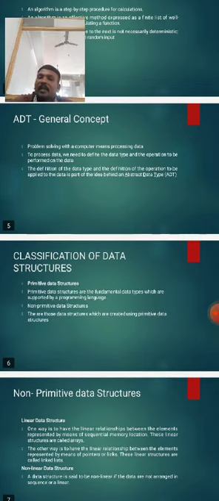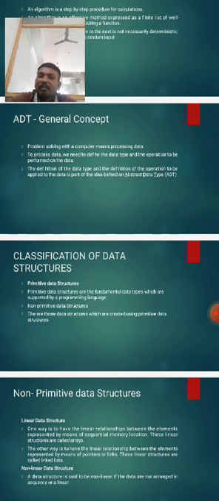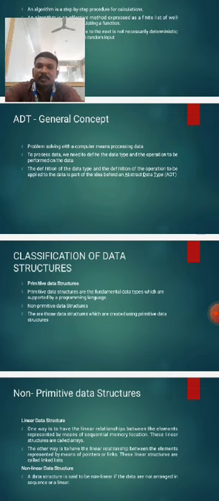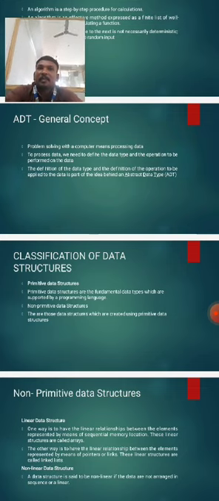Next one, the classification of data types. Data structures are divided into two types. First, primitive data structures. Second, non-primitive data structures. A primitive data structure is a fundamental data type supported by the programming language. For example, integer, character, and boolean. These are primitive data types.